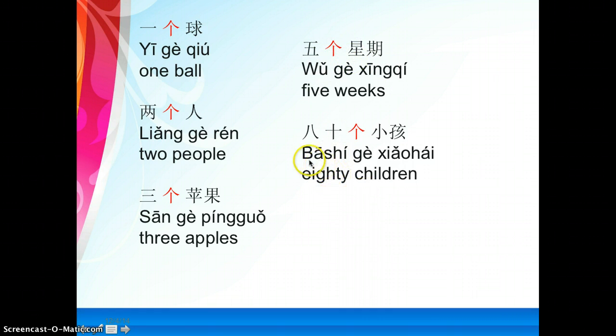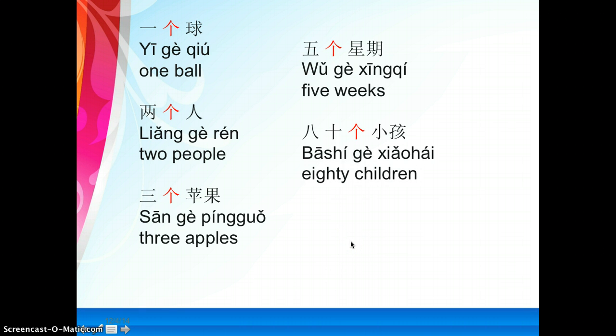80 children, that will be 80. How to say 80? In this lesson, you have to be very good at the numbers. If you forget the numbers, you have to review all of them, because numbers are going to be used in the test and the study guide worksheet. You have to be very familiar with all of the numbers from 1 to 99. So 80 children will be 80个小孩. 小孩 is children. Those are other examples of how to use 个.